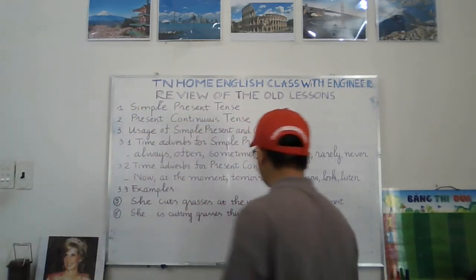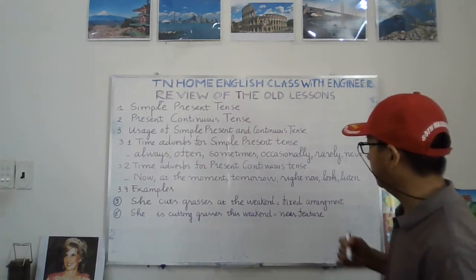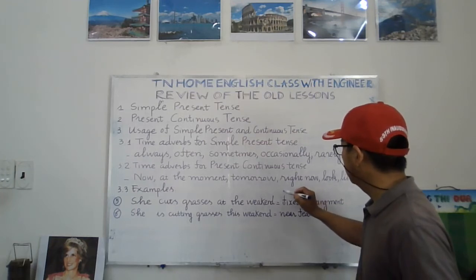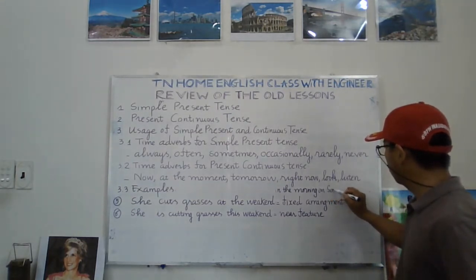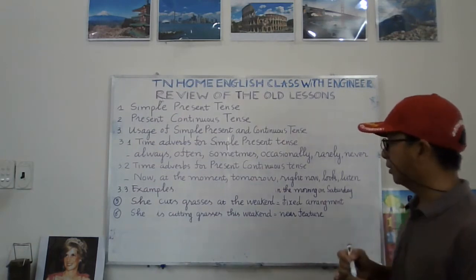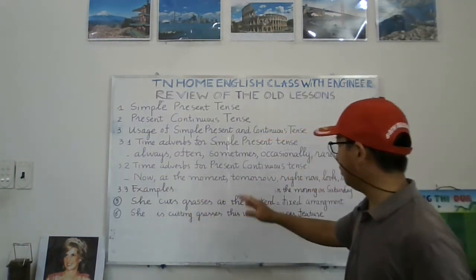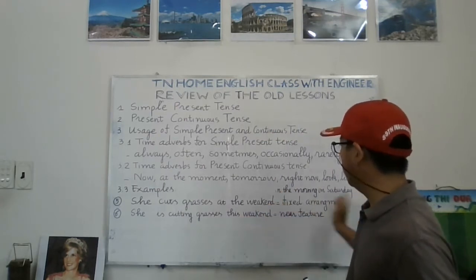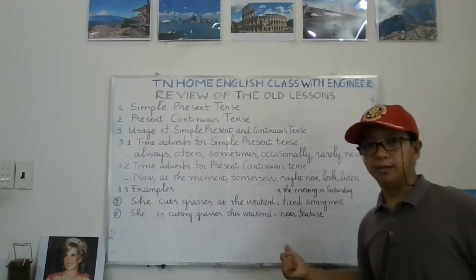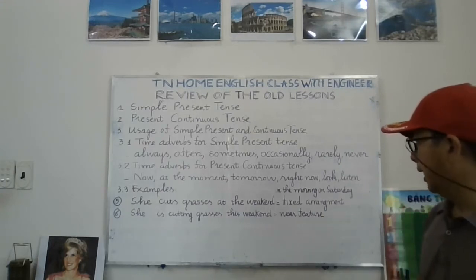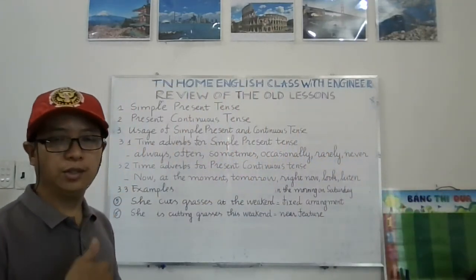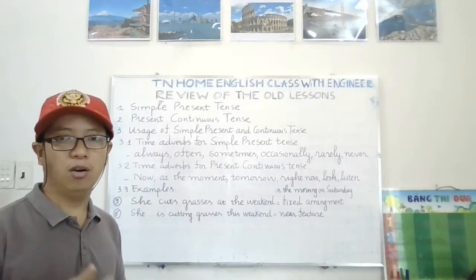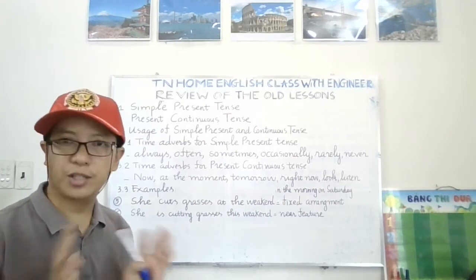Or, in order to be clearer, I can put the time at the weekend, in the morning on Saturday. It means that she will cut grasses in the morning on Saturday at the weekend. But number six is near future. She can cut grass on Sunday or Monday, in the evening or in the afternoon. So the time is not fixed. It's okay.